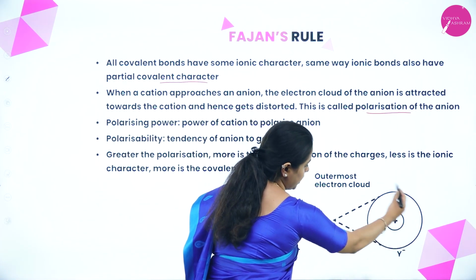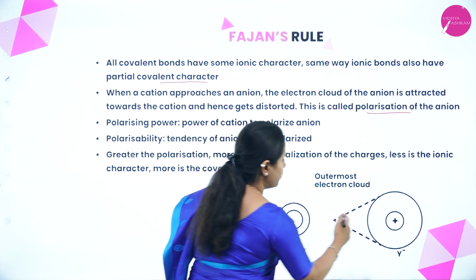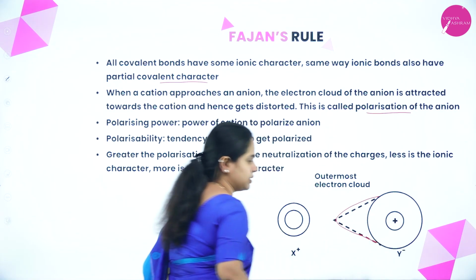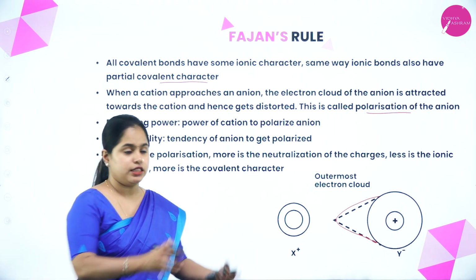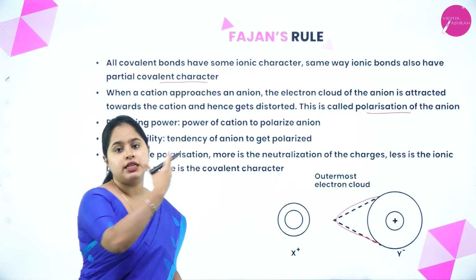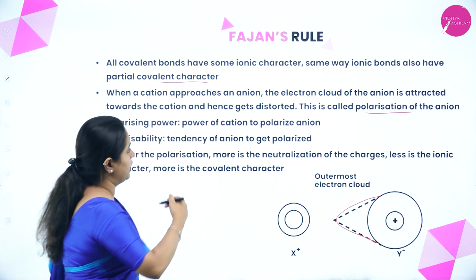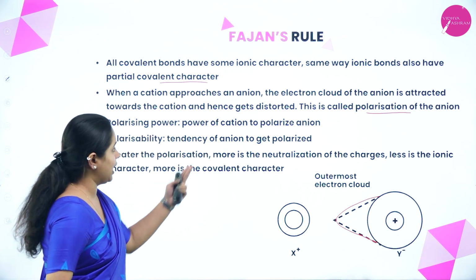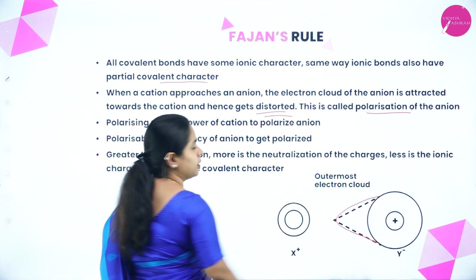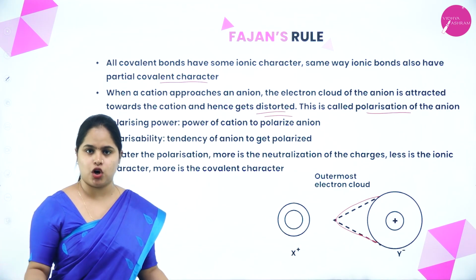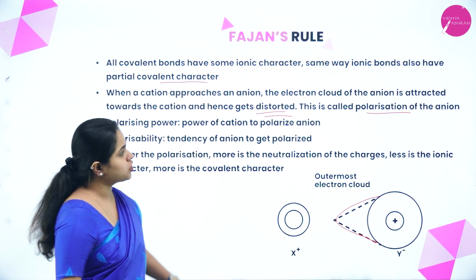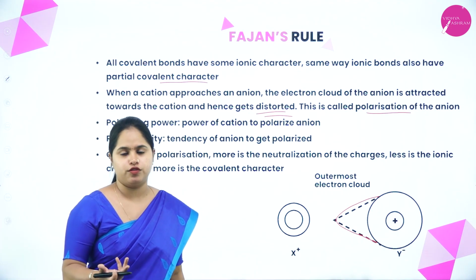As you can see here, it was a spherical shape before. Now, it gets distorted like this. That is what is represented here. The shape is changing, which means that the electrons are being attracted towards the cation. That is what is written here. It is attracted towards the cation and hence gets distorted. The anion gets distorted, the shape changes. And this is called polarization of the anion.